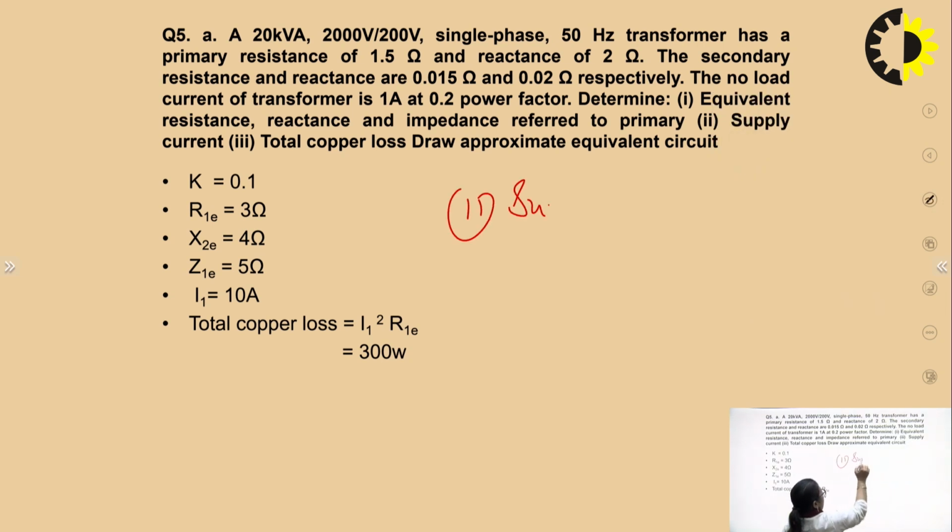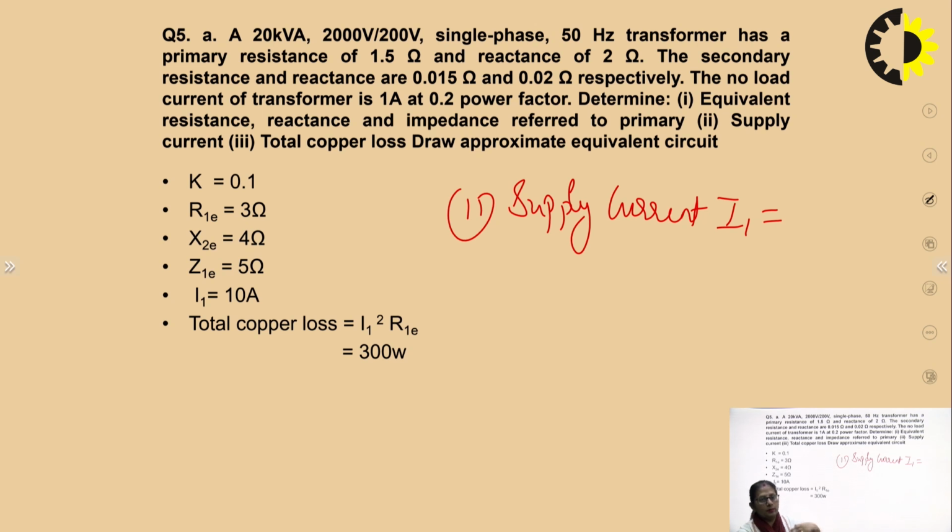The supply current, that means I1. Whenever in the transformer we want to know the current ratings, let it be the primary or the secondary, we need to always go towards the rating of the transformer. The rating of the transformer is given as 20 kVA. We know the rating of the transformer is in kVA or VA. That means it is V1 I1 or V2 I2.